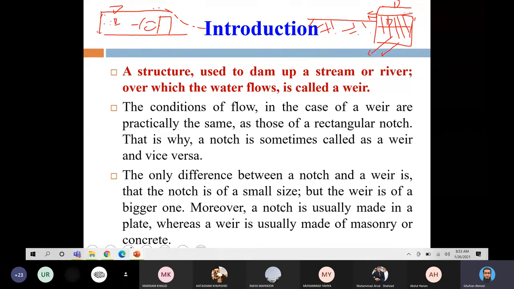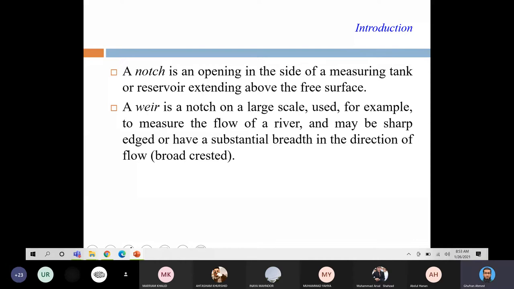So a notch is an opening in the side of a tank or a reservoir extending above the free surface. A weir is a notch on a large scale used, for example, to measure the flow of a river, and it may be sharp edged or have substantial breadth in the direction of the flow.